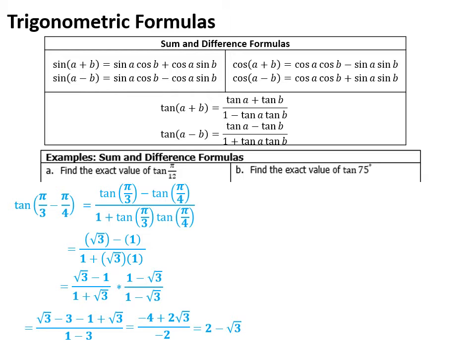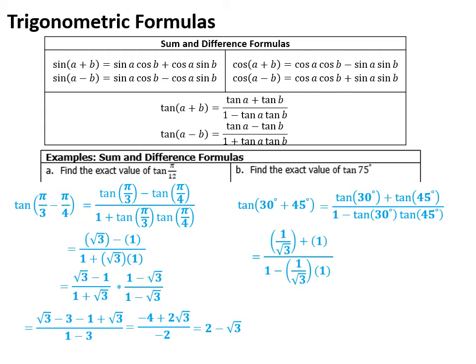Well, I can get 75 degrees from taking 30 degrees plus 45, and then we run through the same process, except with the addition on top, subtraction on the denominator. Tangent of 30 is 1 over root 3, and tangent of 45 is 1. So we plug those in, and that top I can get to be 1 plus root 3 over root 3. The denominator is going to be root 3 minus 1 over root 3.